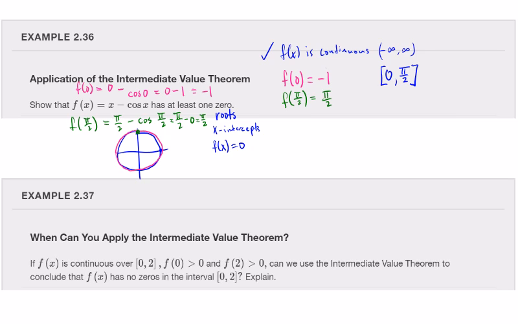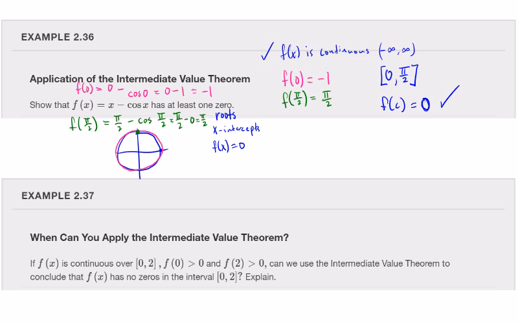There has to be a value c as an input between 0 and pi over 2 that produces any of these values between -1 and pi over 2, including 0, right? So there must be a value c between -1 and pi over 2 that produces a 0 for this function, okay? So we just proved that there's a 0 between 0 and pi over 2, right?